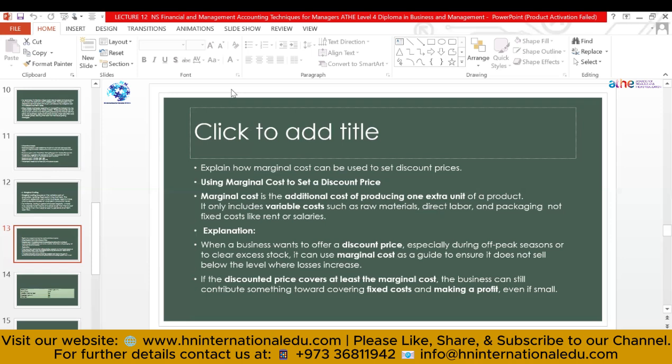So we are not touching the ground of loss; the actual cost which was used to manufacture the product, we are going to only regain that. So no profit at all. If the discounted price covers at least the marginal cost, the business can still contribute something toward covering the fixed cost, and even make a small profit, because you're not in the loss strategy.